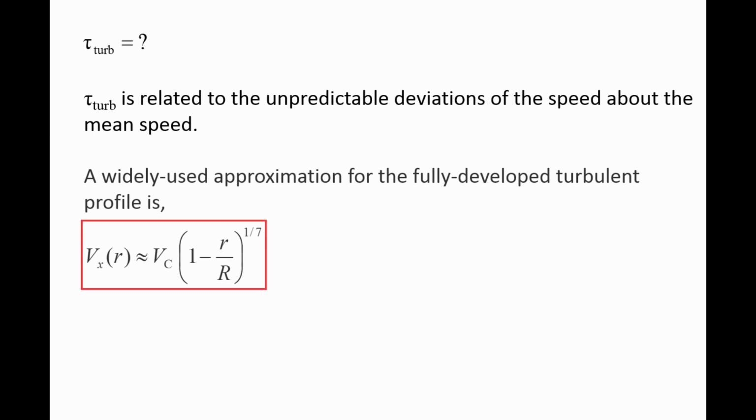A widely used approximation for the time-averaged, fully developed turbulent velocity profile is a power law. The centerline speed times the quantity, 1 minus the radial distance lowercase r over the pipe radius capital R, to the 1/7 power.